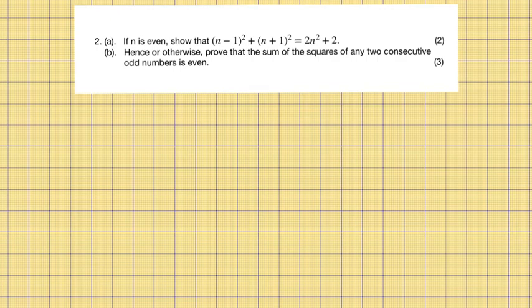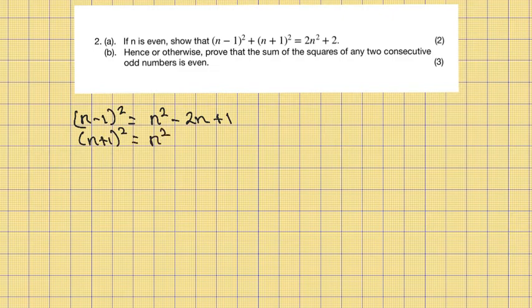Question 2. A. If n is even, show that n minus 1 all squared plus n plus 1 all squared is equal to 2n squared plus 2. Multiply out the left-hand side. So we get n minus 1 squared is equal to n squared minus 2n plus 1. N plus 1 all squared is equal to n squared plus 2n plus 1.